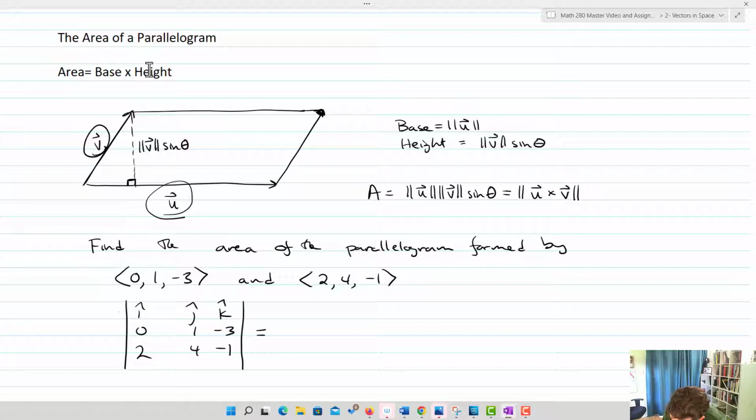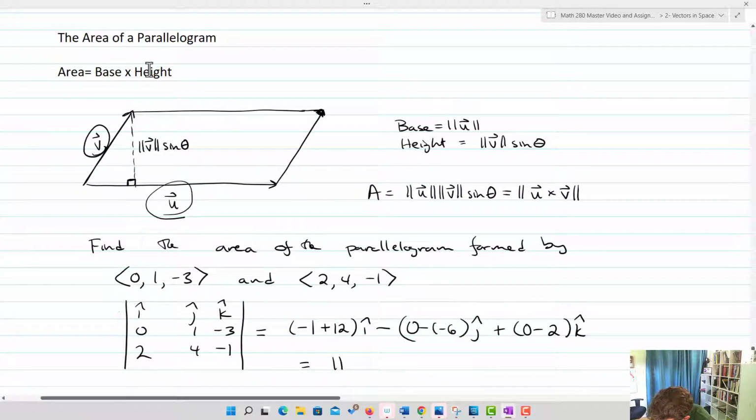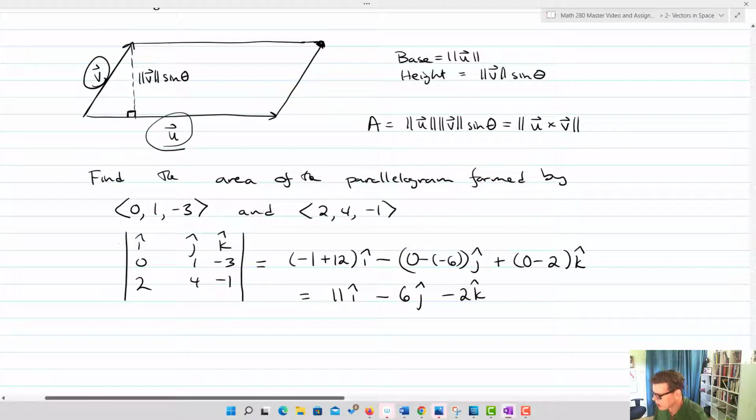And so the cross product of those two is going to end up being negative 1 plus 12, i, minus 0 minus negative 6, j, plus 0 minus 2, k. And so this ends up equaling 11i plus, minus 6j minus 2k. And that is the cross product of those two vectors.